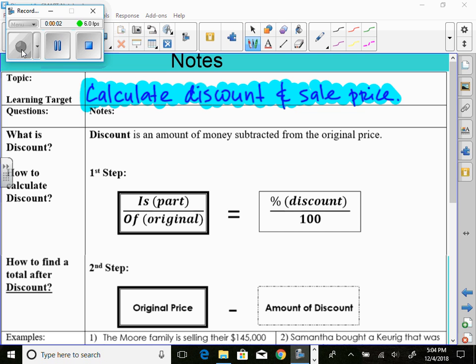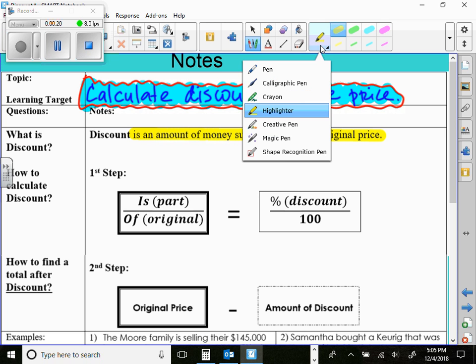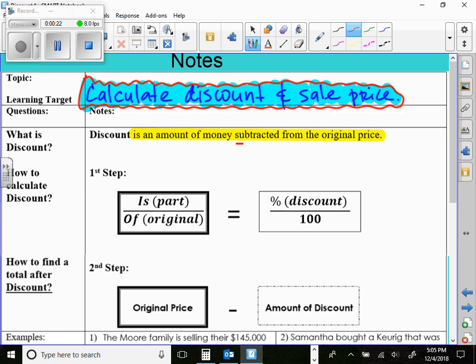In this video, we're going to talk about how to calculate discount and a resulting sale price after discount is taken. So what is discount? Discount is a certain amount of money that is subtracted from the original price. So the key word right here would be subtracted, because discount, why people hunt for sales and clearances? Because they want to save money.